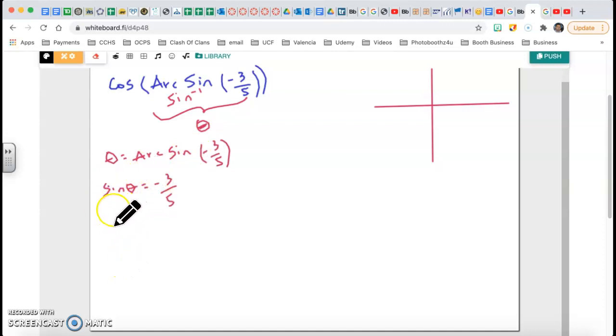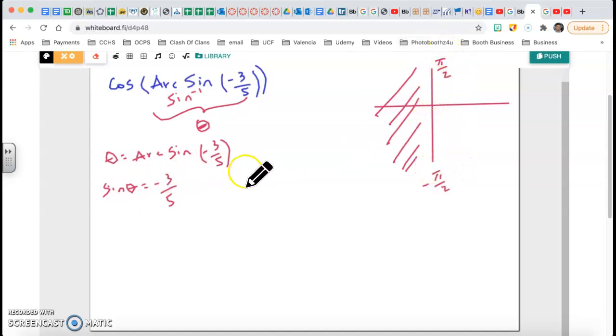Okay, but where's my sine negative? Remember, my sine is negative in Q3 and Q4. All right, so sine negative, but my inverse function is only defined in Q1 and Q4 from -pi/2 to pi/2. My sine inverse is defined between -pi/2 all the way to pi/2.